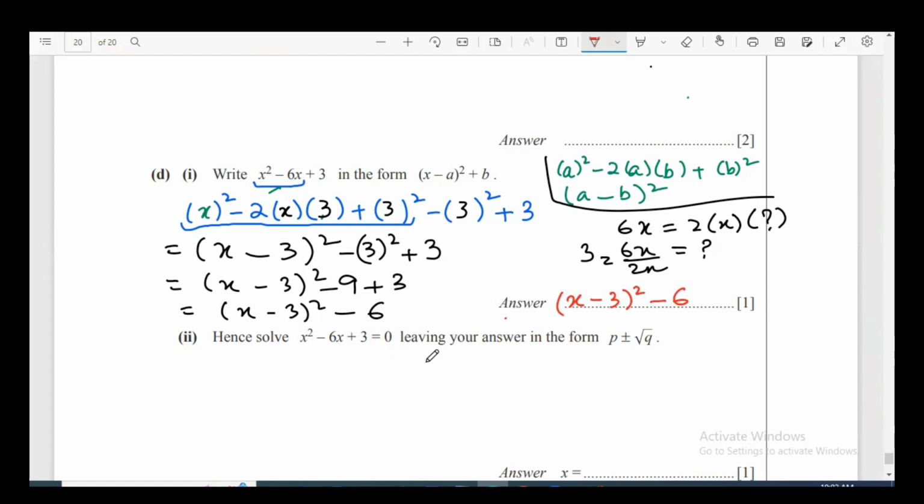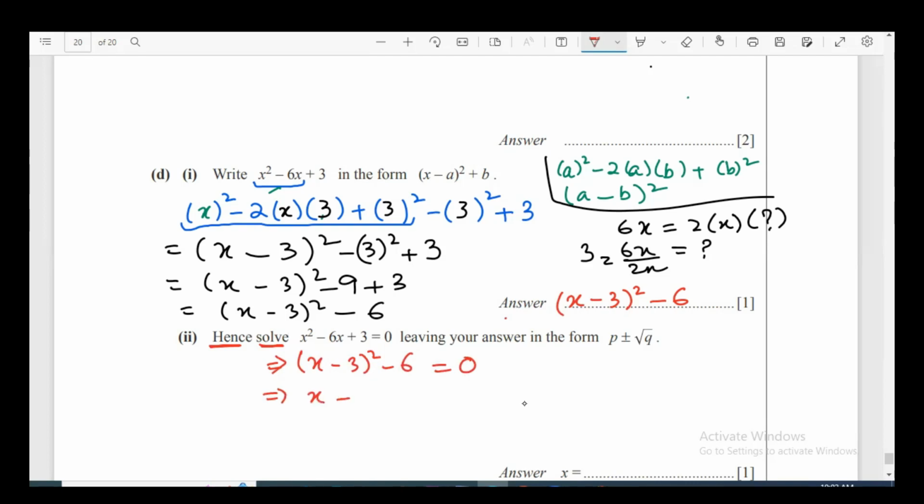Now in part 2, hence is the keyword, solve is also keyword. Hence means you have to use the previous result. The previous answer is x minus 3 square minus 6, which is equal to x square minus 6x plus 3. So, solve means you have to find a value of the variable. Variable is x here. First step is writing x square minus 6x plus 3 in the completed square form, which is x minus 3 whole square minus 6 from part 1. Going to take the result, x minus 3 whole square minus 6 equal to 0.